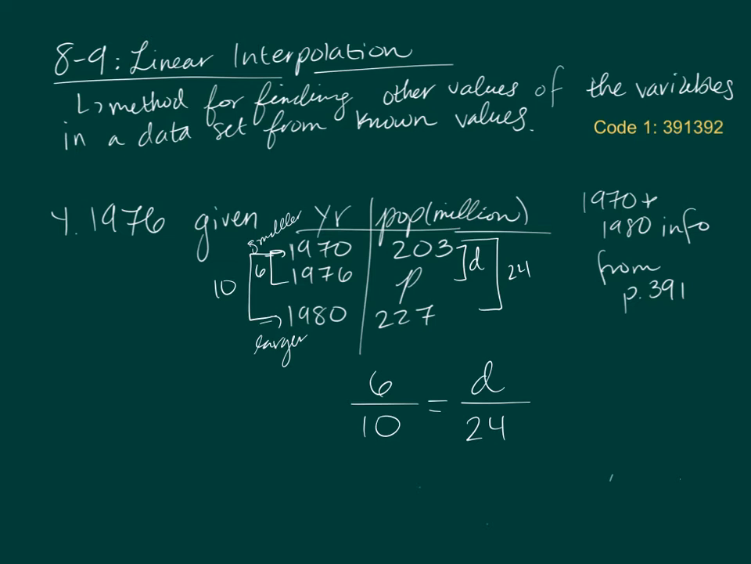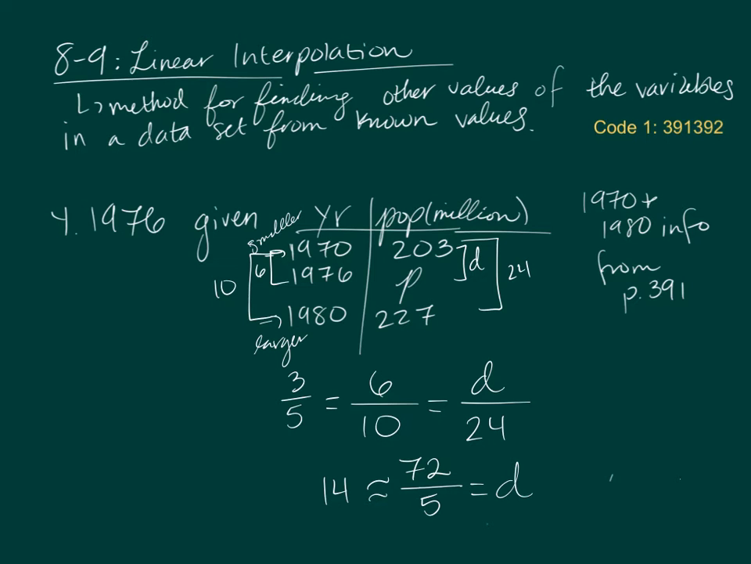From here, all we need to do is solve for D. So what I'm first going to do is reduce the fraction on the left to be 3/5, and then I'm going to multiply both sides by 24. So I get 72 over 5 is equal to D, and this is approximately 14. So we always want to round to a whole number with these. We don't want to use decimals, okay?